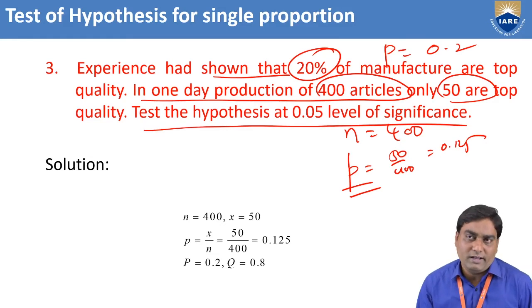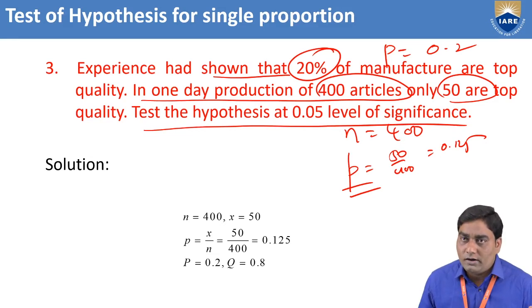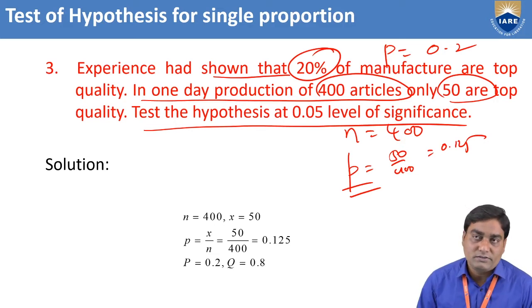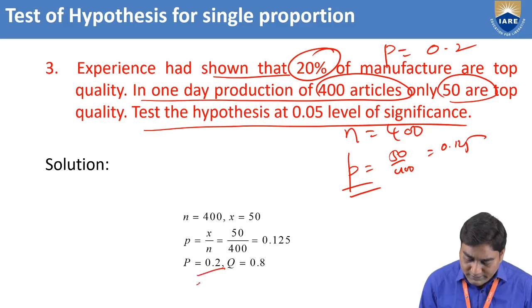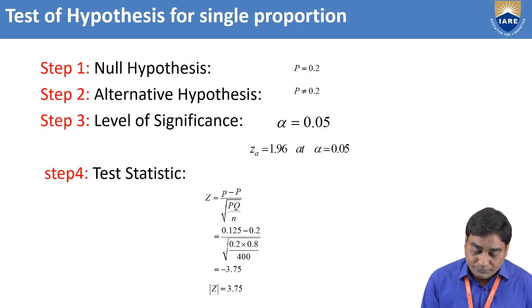Here we may get a doubt about which test is suitable for this problem, either the test of hypothesis for single mean or this one. There is not at all a doubt, because the statement is given with a sample proportion. Out of 400 articles, 50 are top quality. The mean value is not given, but the proportion is given. That is the sample proportion statement. That's why this problem is suitable for the test of hypothesis for single proportion. So capital P is 0.2, so capital Q is 0.8, because Q equals 1 minus P.